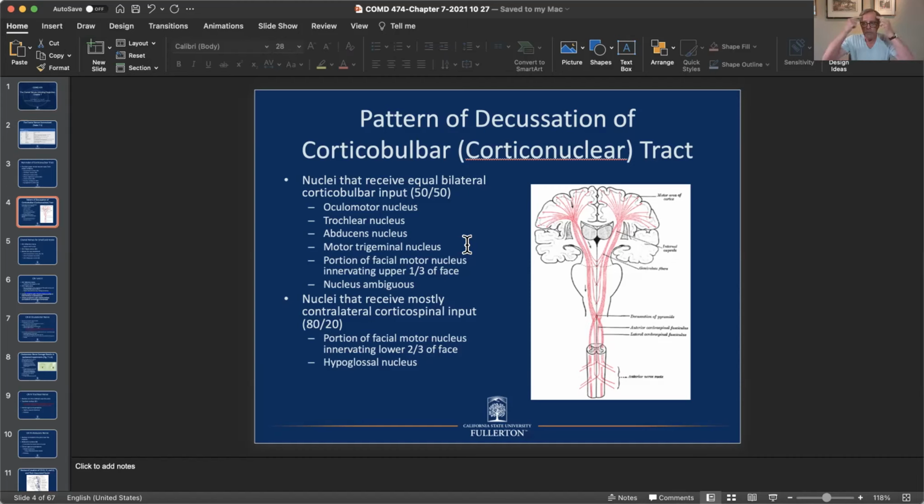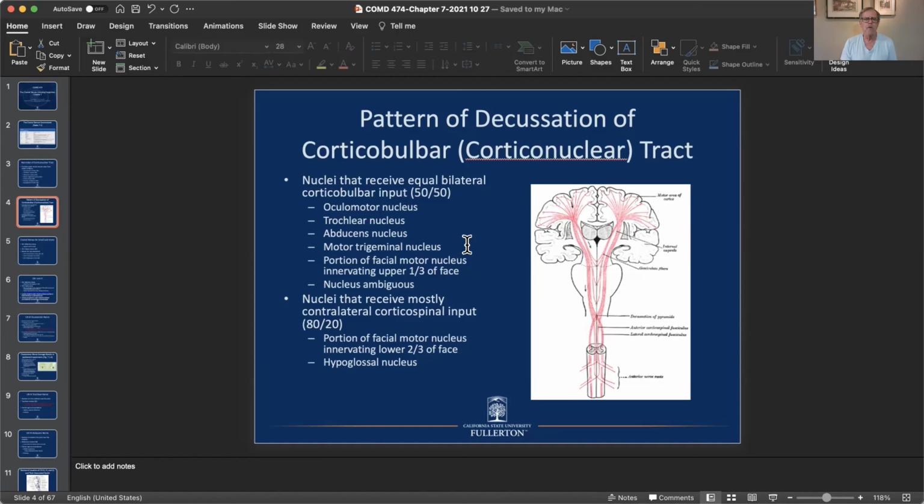The upper portion of the facial nucleus for the forehead and the upper part, that's 50-50 input. So you don't see drooping of the eye. You don't see weakness of inability to elevate the eyebrow on a side where there's a hemiparesis. So there's protection there. And then the nucleus ambiguus, which provides input to the pharyngeal muscles, the velar muscles, and the intrinsic laryngeal muscles. Those have protection, 50-50 input.